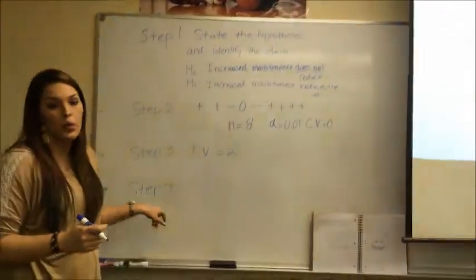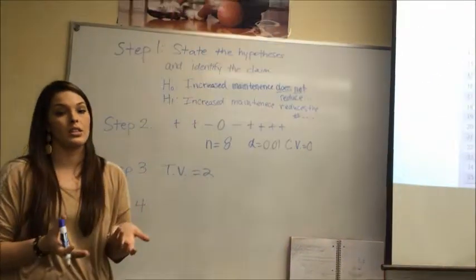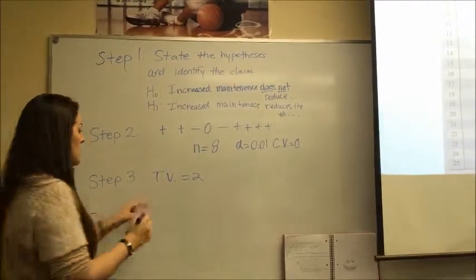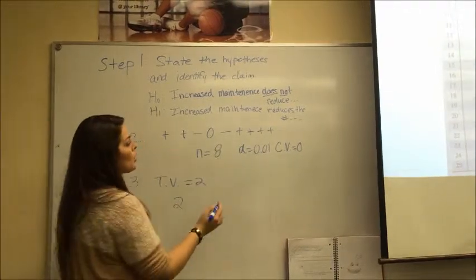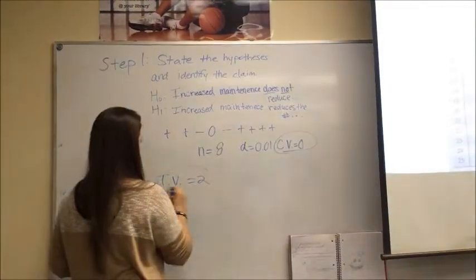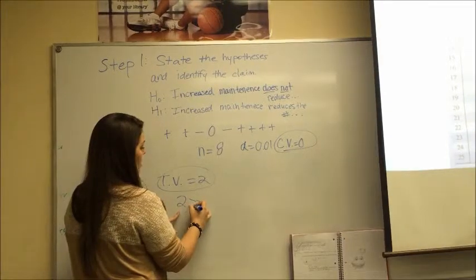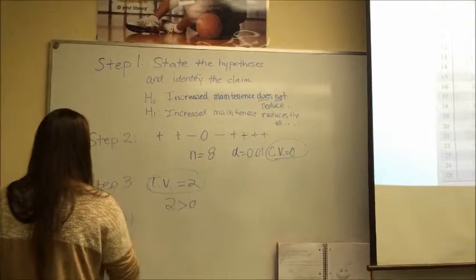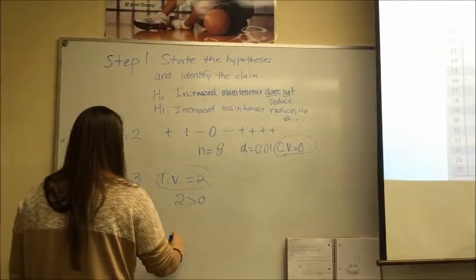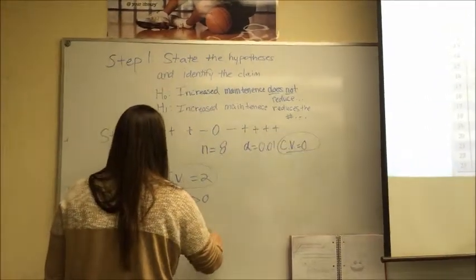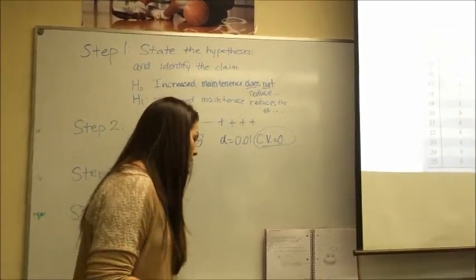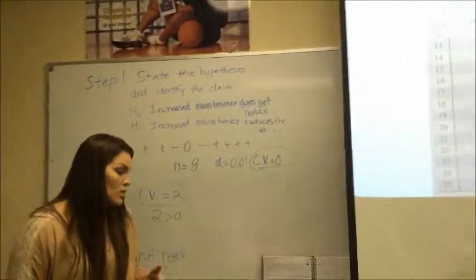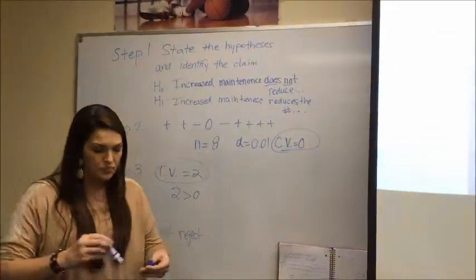Now moving on to step 4. Step 4 is where we make the decision to compare the test value with the critical value. The test value was 2, and I'll just circle these, 2 is greater than the critical value, which is 0. Therefore, we do not reject the hypothesis because there is insufficient evidence to prove that the increase in maintenance reduces the number of defective parts.